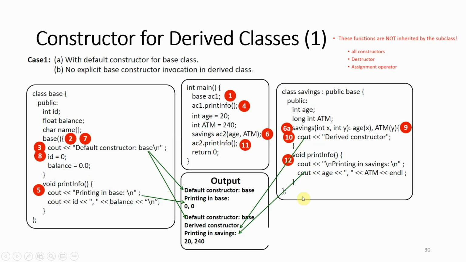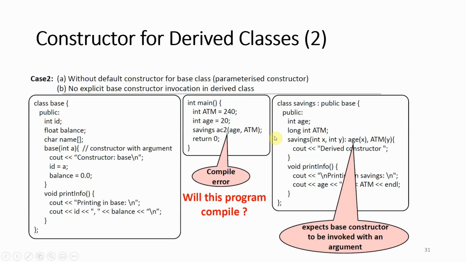AC2.printinfo, is it going to call this one or this one? It's going to call this one. We have redefined this function here, so it's going to call this one. Can AC2 call this one? Yes. If it says AC2 dot base colon colon print info, it would call this one. So you can think of a constructor as something that's not inherited, right? It's going to be called by the constructor of the derived class. So you can think of it as something that's not inherited.